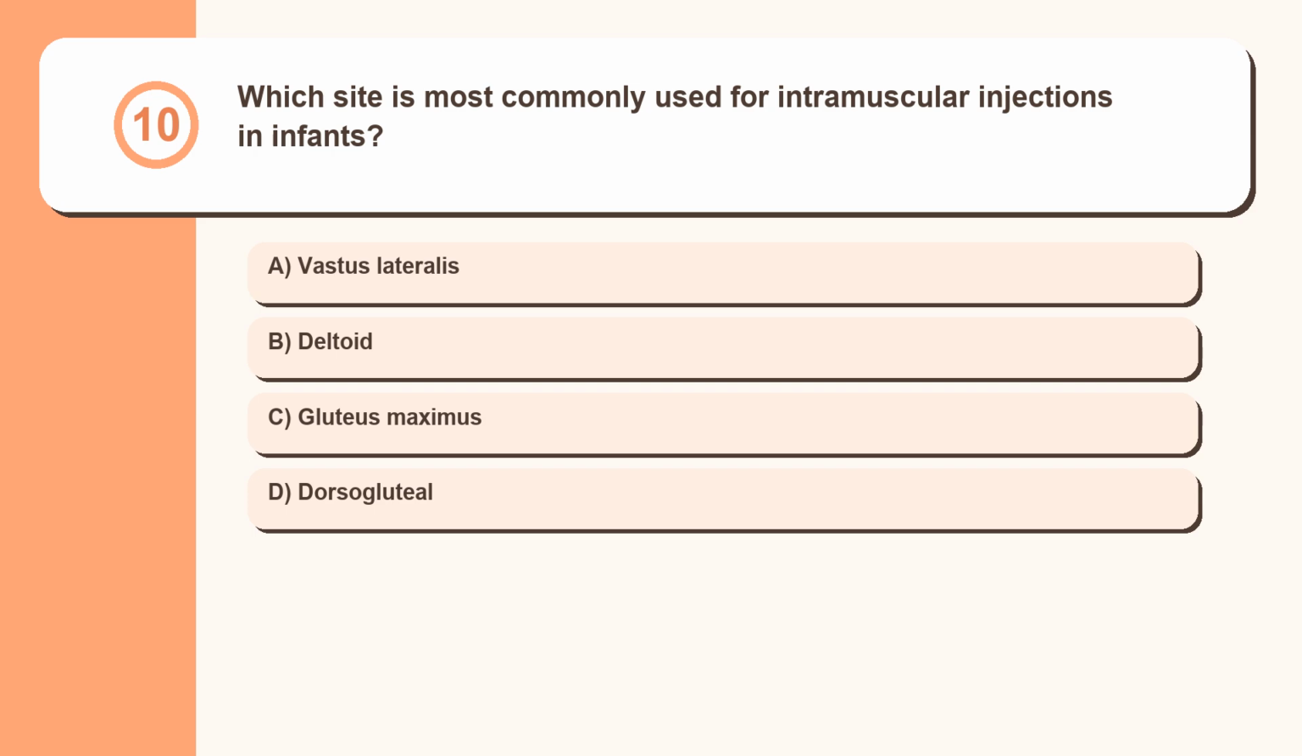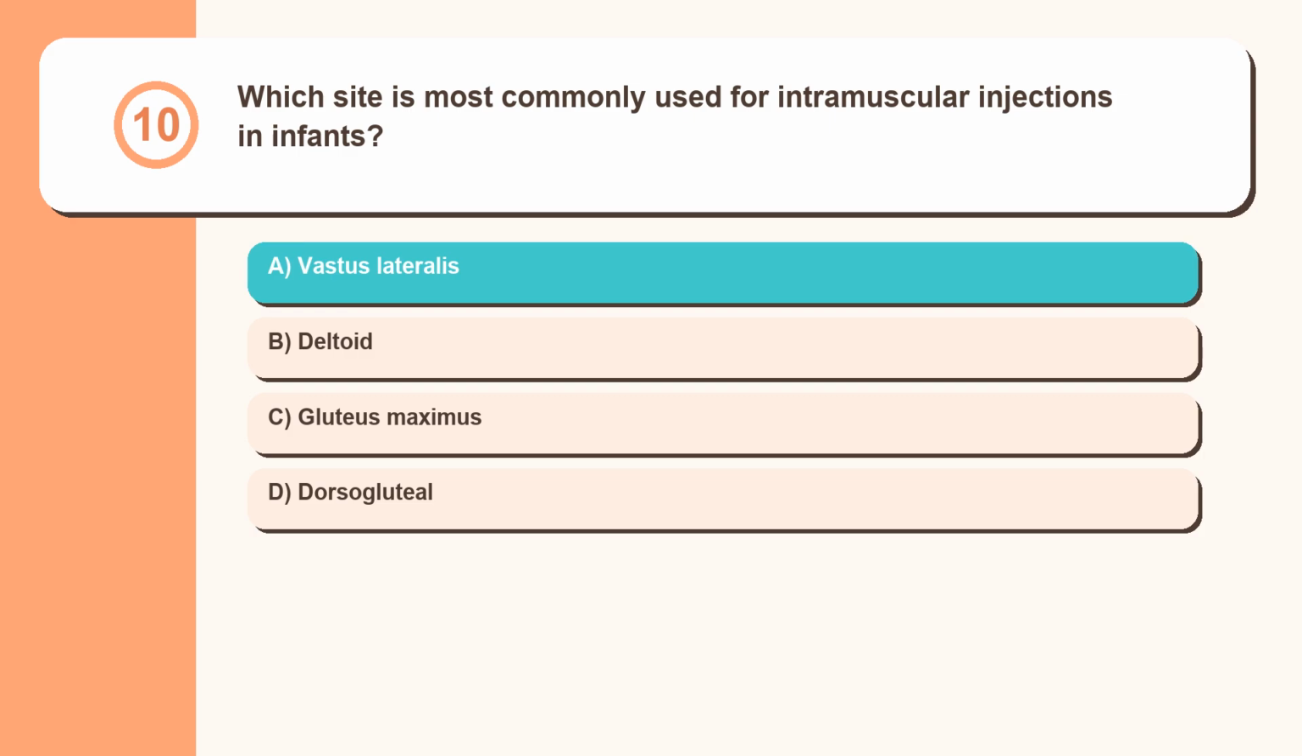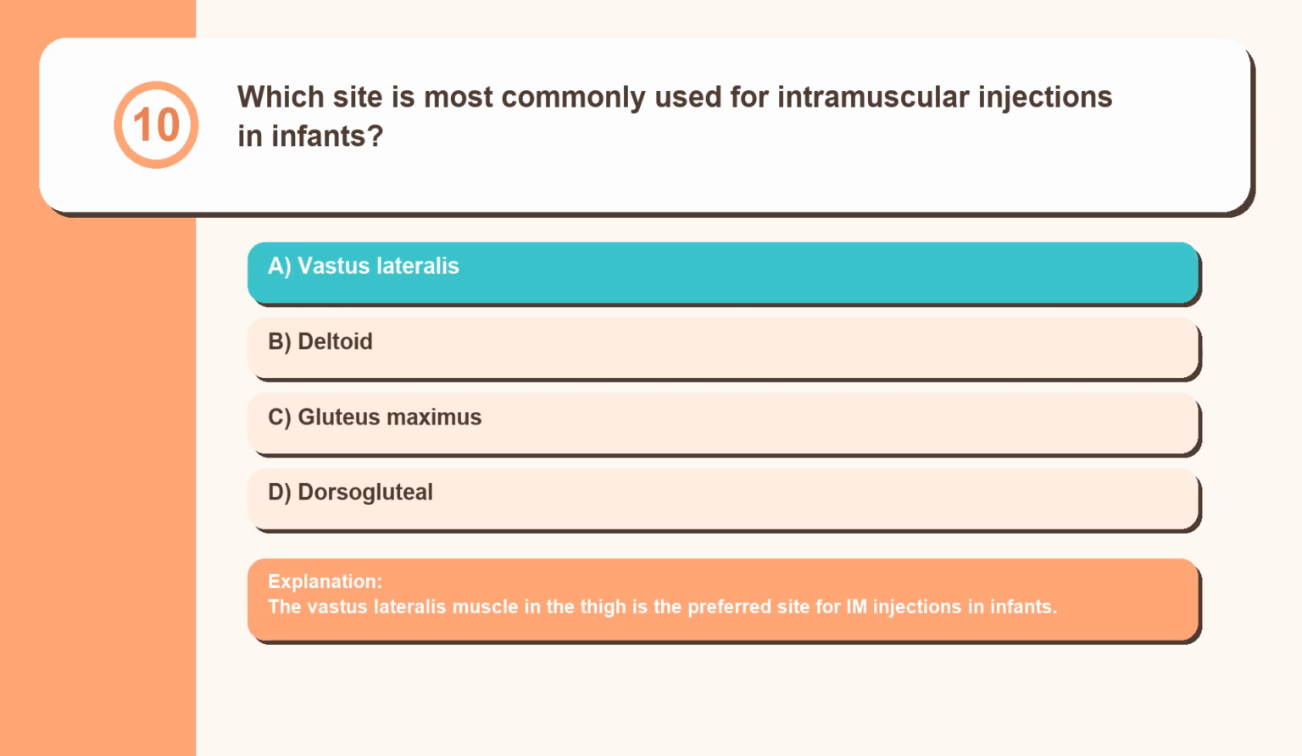Question 10. Which site is most commonly used for intramuscular injections in infants? Vastus lateralis, deltoid, gluteus maximus, dorsogluteal. The vastus lateralis muscle in the thigh is the preferred site for IM injections in infants.